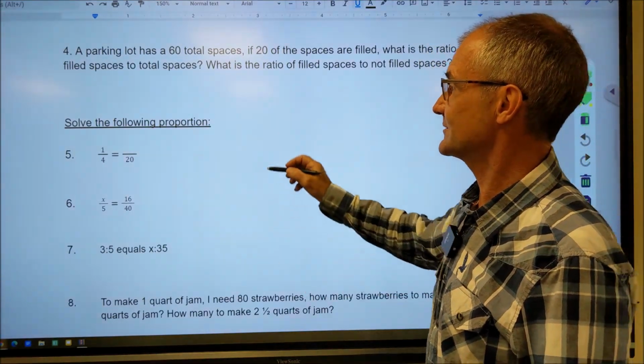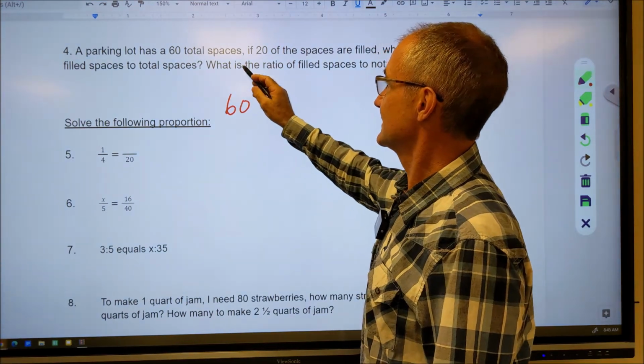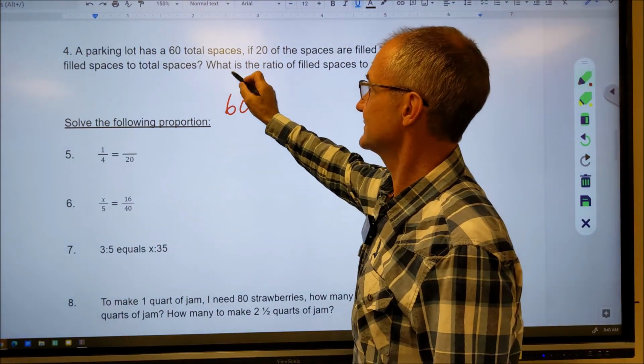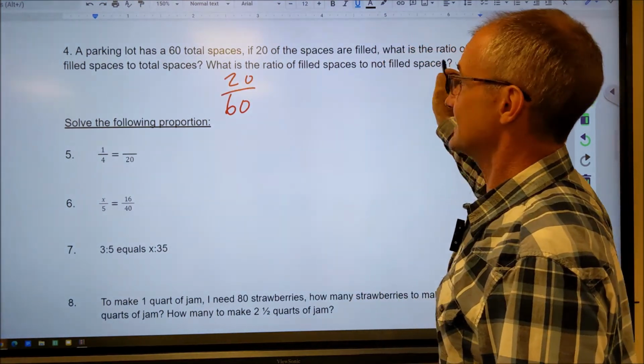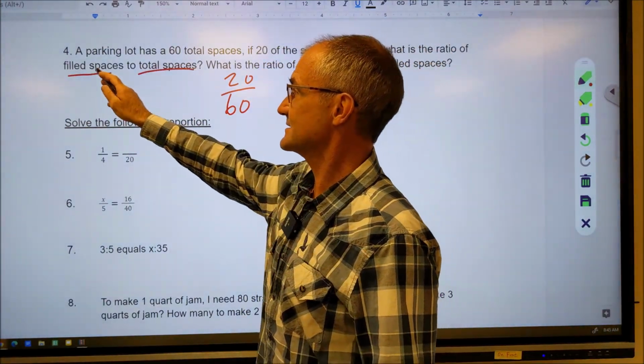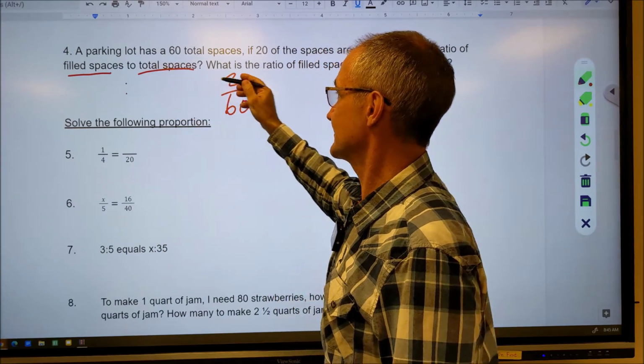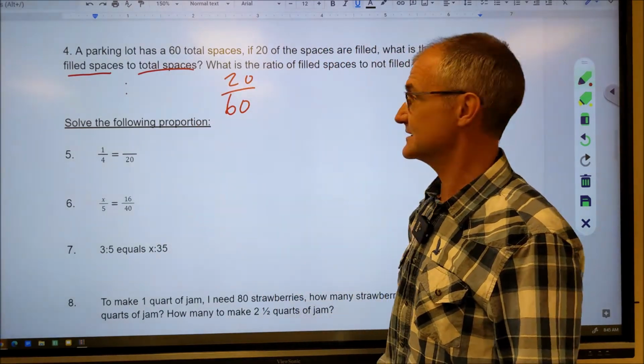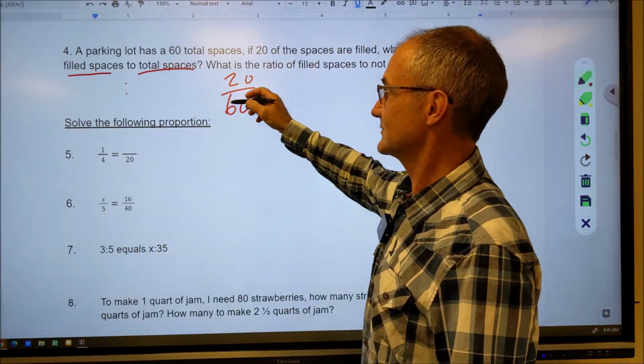Here's a ratio problem, number 4, as a word problem. A parking lot has a total of 60 spaces. 20 of the spaces are filled. What is the ratio of filled spaces to total spaces? So that's filled to total. So I'm going to just write it as 20 to 60. I could reduce that to 1/3.